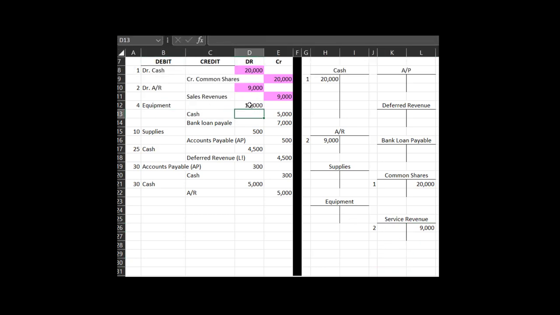All right, now I have equipment, $12,000. Equipment, where are you? $12,000. All right, so that was a debit on the 4th. And then I have two credits. One is for cash on the 4th, and this was for $5,000. And then I have a bank loan payable, which was a credit on the 4th, for $7,000. Okay, and I'll just make sure my credits are 5,000 and 7,000, which is 12,000, and my equipment was 12,000, so my debits still equal my credits, and I have successfully posted this account.